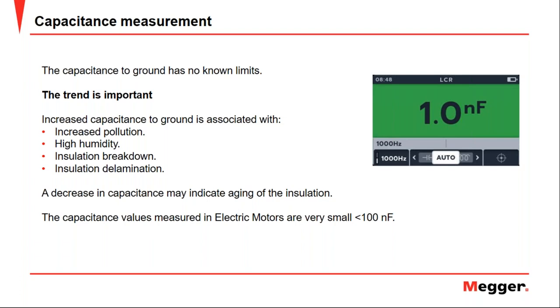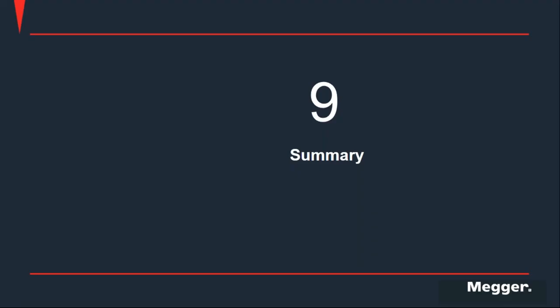These two variables, the inductance and the capacitance, are always useful if we build a trend. With the trend, we can make decisions. Only one measurement doesn't tell me anything about my insulation system. Okay.